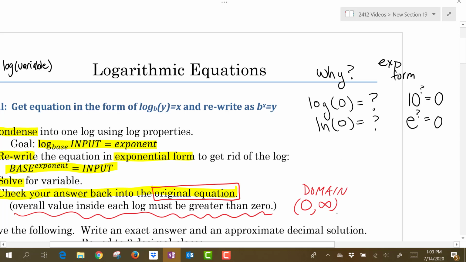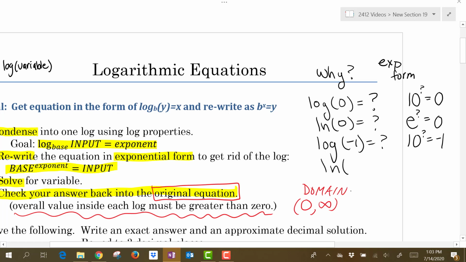The domain also excludes negative solutions. So what if I have log of -1? I go back to the exponential form, 10 to what power would give me -1, and there's no way that I can take a positive base, raise it to any power, and obtain something negative. It's not going to happen. It doesn't matter what the base of the log is.